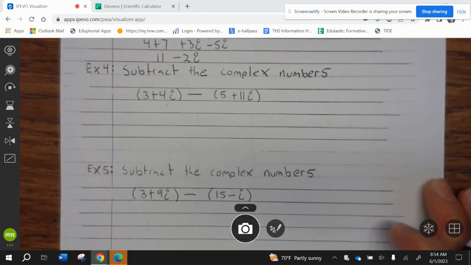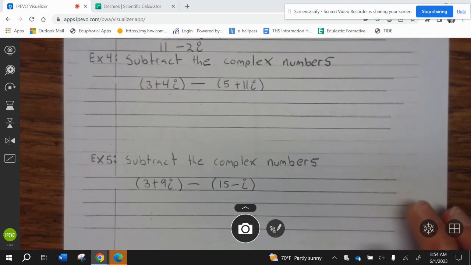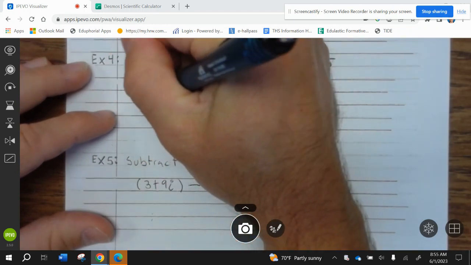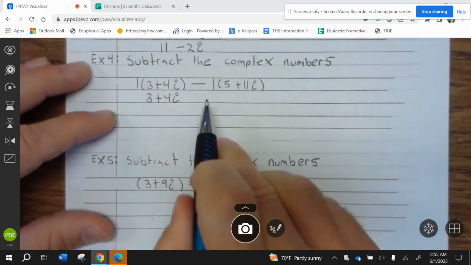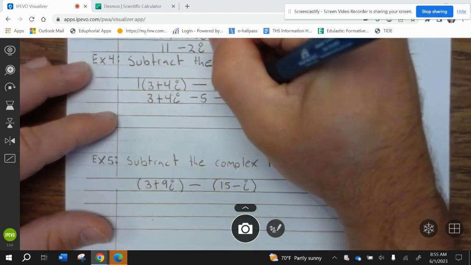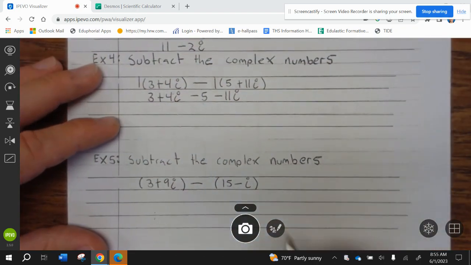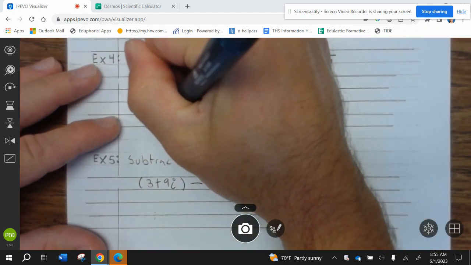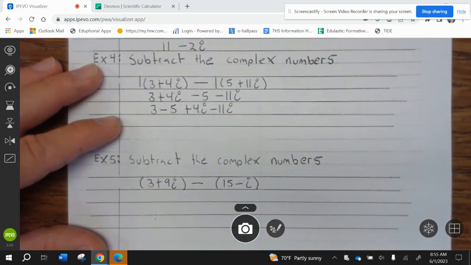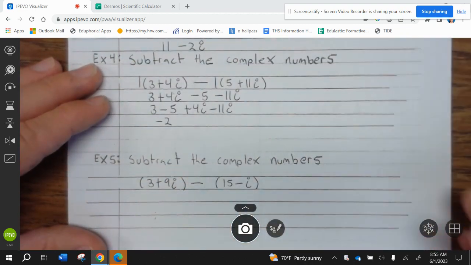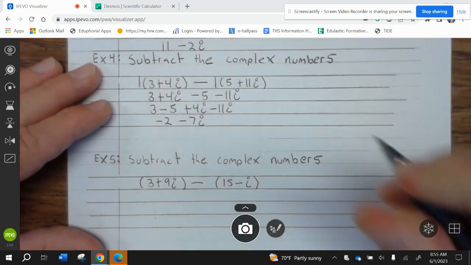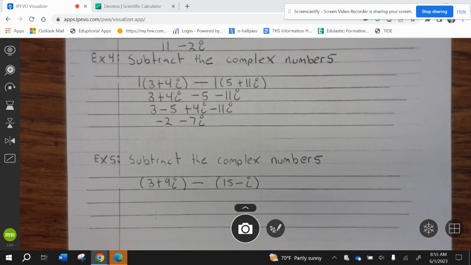All right, let's take a look at example 4. Subtract the complex numbers. So we're putting a 1 here. Multiply by 1, that's 3 plus 4i. But now here we're multiplying by negative 1, so that's negative 5 minus 11i. Let's group, so that's 3 minus 5 plus 4i minus 11i. Well, 3 minus 5 is negative 2. 4 minus 11 is minus 7i. All right, go ahead and finish up example 4.